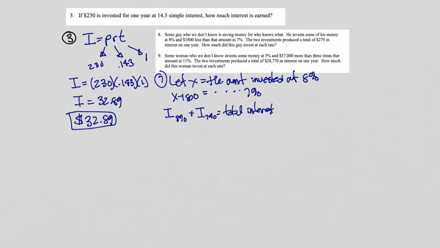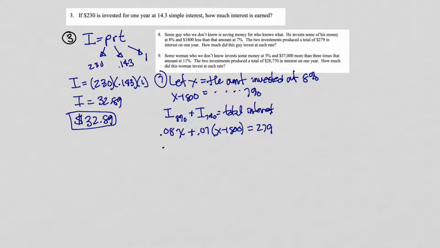Now the interest at 8%, come back here, I equals PRT, T is 1, so it's the principal times the rate. At the first one, at 8%, this is going to be 0.08, and how much do we put in here? We put in X, plus, now the interest at 7%, that's 0.07, and this is X minus 1,800. And that's equal to the total interest, which was 279.